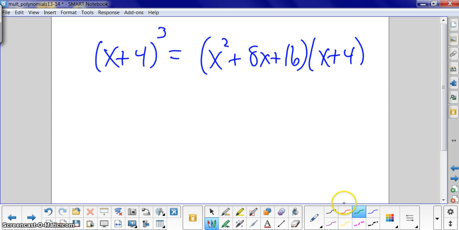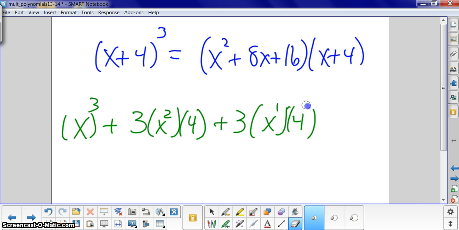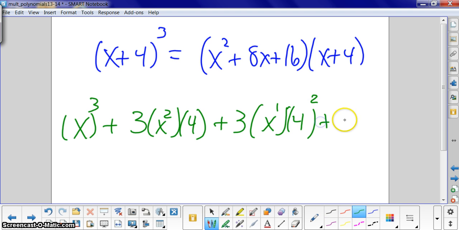The pattern here says take the first term, cube it. Then it says do the coefficient 3 times the first term squared and the second term to the first power, plus coefficient of 3, then the first term to the first power and the second term squared. And then lastly, coefficient of 1, the first term to the 0 power, and the second term cubed.